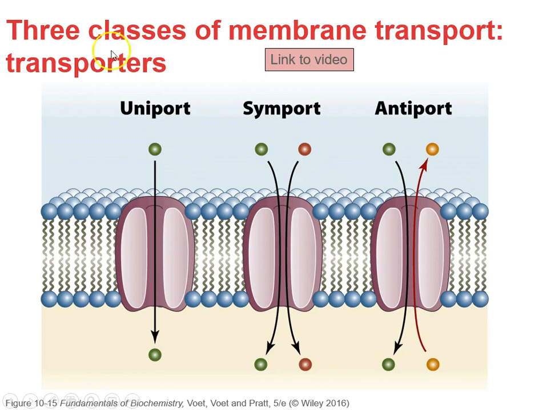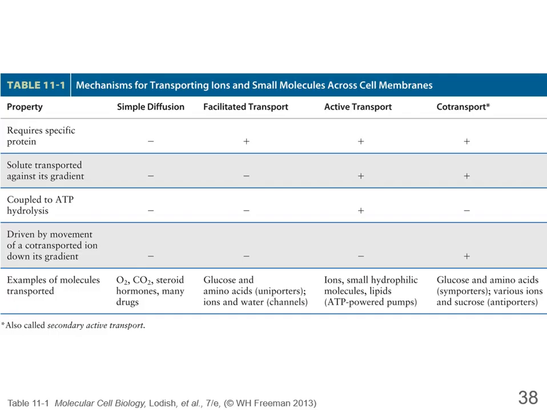Uniport just means you have one substance transported in one direction. Symport are two substances transported in the same direction. Antiport means you have two substances, one goes in one direction and one goes in the other direction. We've already seen examples of this even just in this lecture. So if I go to my big table right here, I am here.